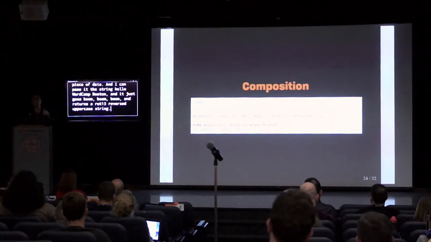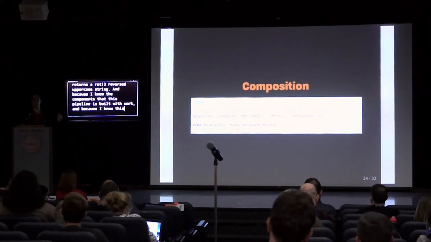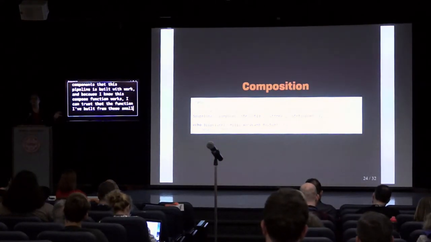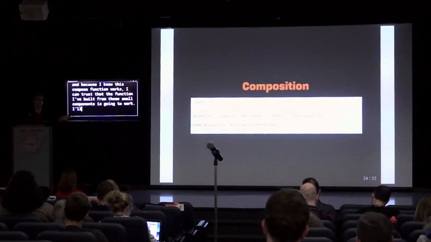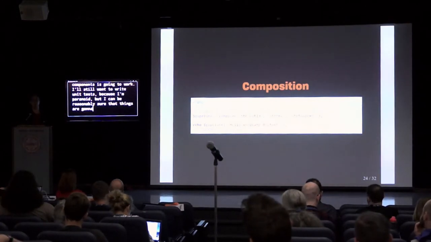And because I know the components that this pipeline is built with work, and because I know this compose function works, I can trust that the function I've built from these small components is going to work. I'll still want to write unit tests because I'm paranoid, but I can be reasonably sure that things are going to work the way I expect them to.